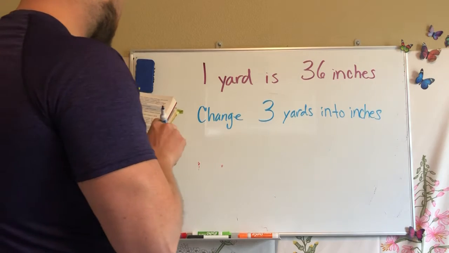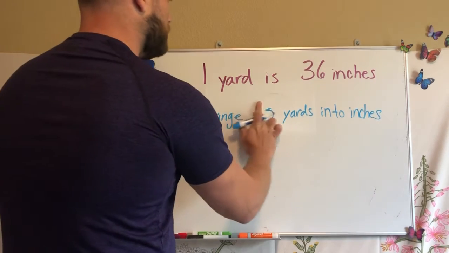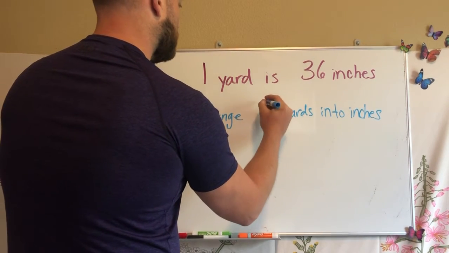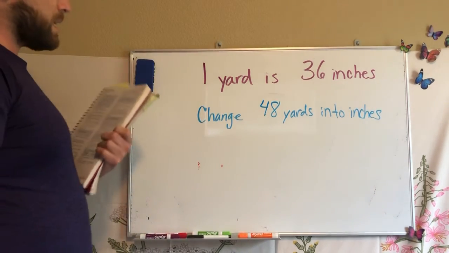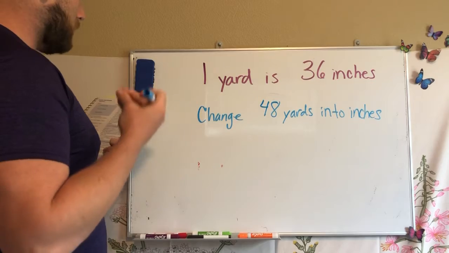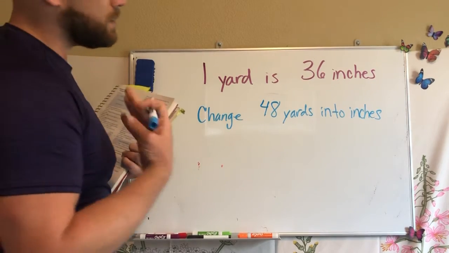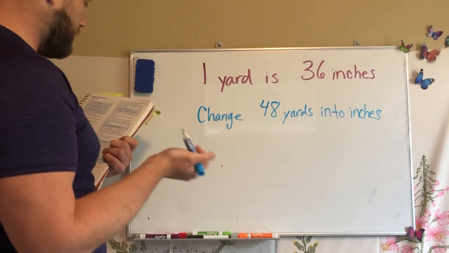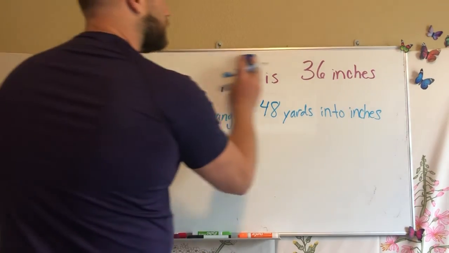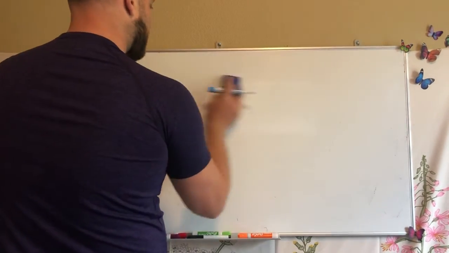Now, we'll do it again. Now I have 48 yards, and I need them in inches. What do I need to do? I need to multiply 48 yards times 36 inches to get my total. Next up.